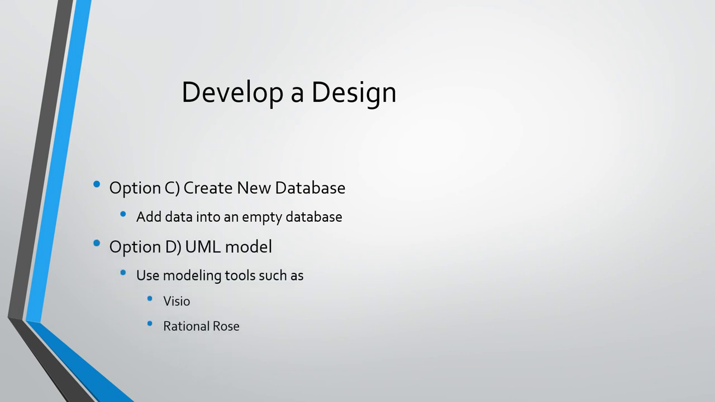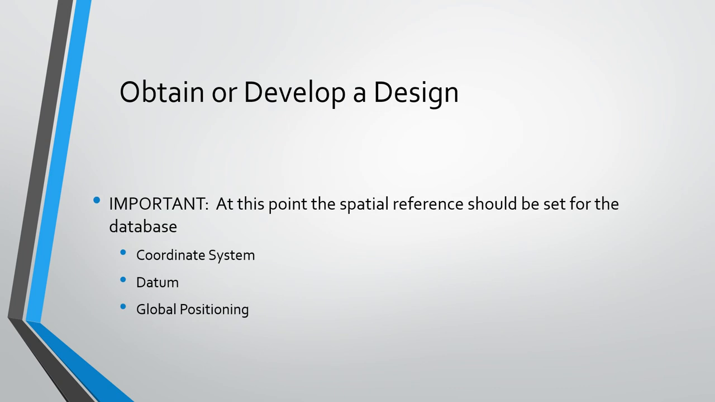Or you could use modeling tools such as Visio or Rational Rose to develop your design. At this point, it is really important that you have a spatial reference set up. That way all of your data is going to be on the same page and you're able to layer it accurately, and the position of it is going to be easy for the user to understand.